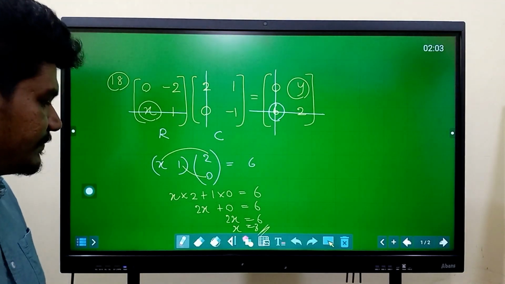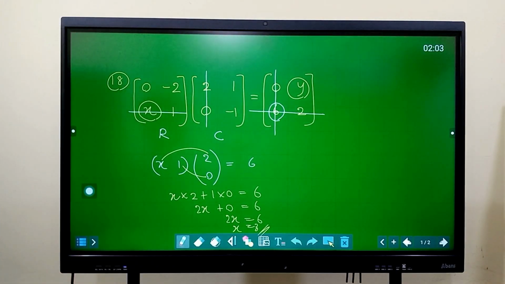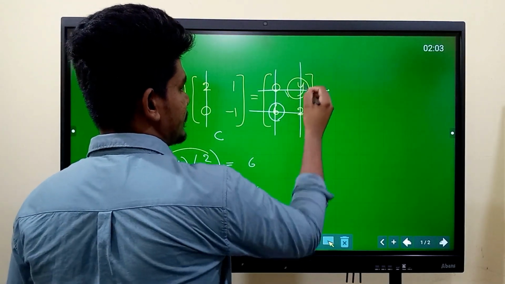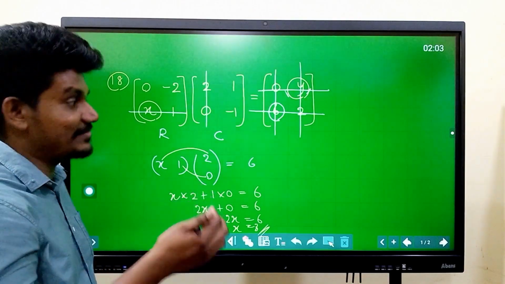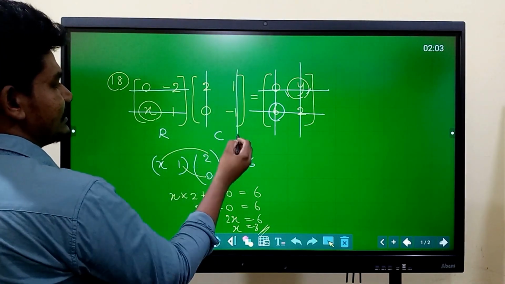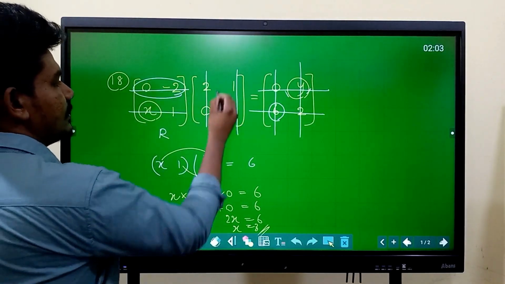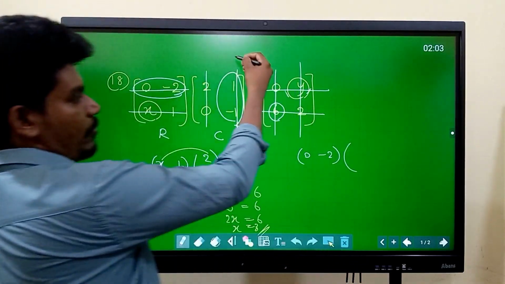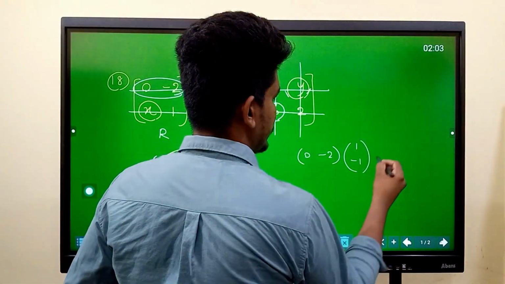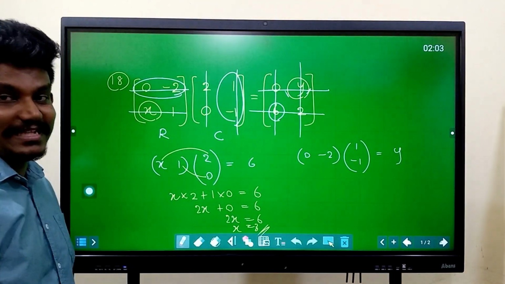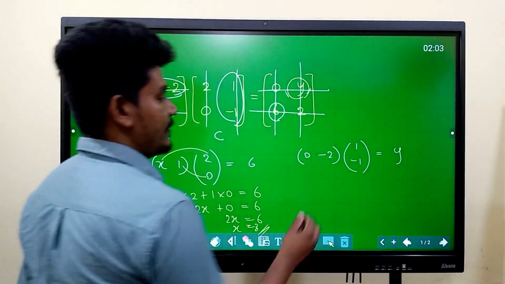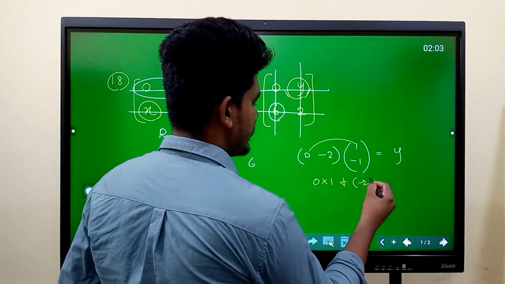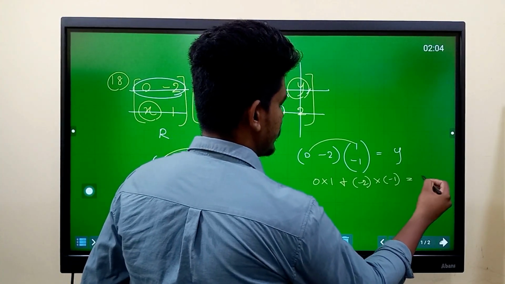Right? x equals 3. Then how are you going to find the value of y? Look at the position of y. The position is first row, second column, isn't it? It's on the first row but the second column. Then look at this. First row multiplied by the second column. So you have to multiply this row by this column. Thus, if we multiply 0, minus 2 by 1, minus 1, we can get the value of y. Right? That's the method. Let's see. I'm going to multiply 0 times 1, plus minus 2 multiplied by minus 1, equals y.